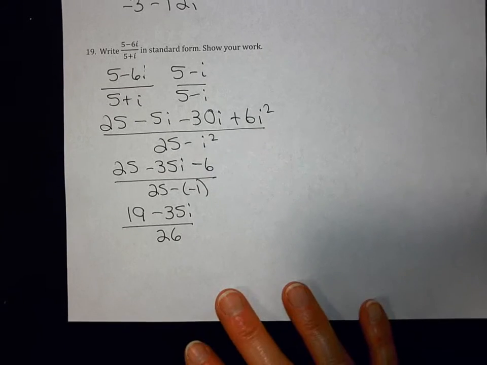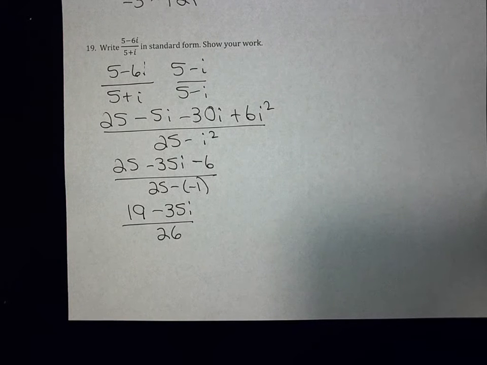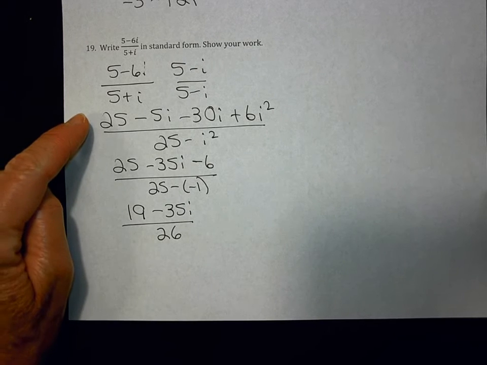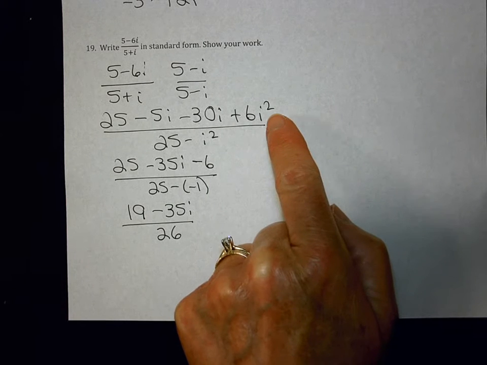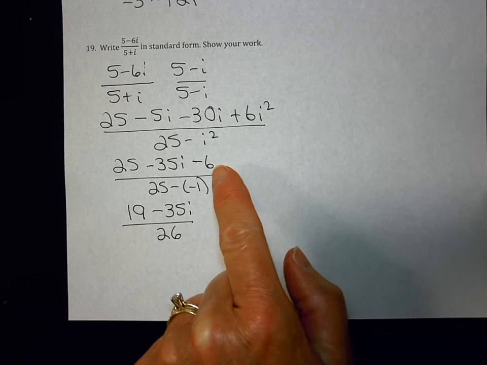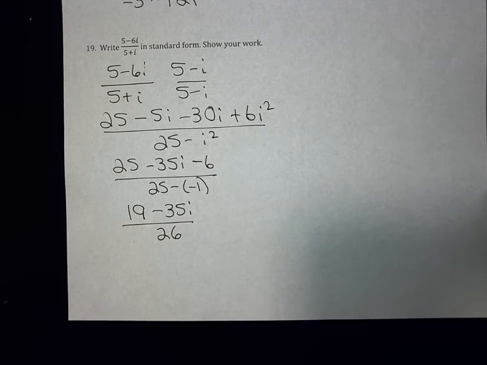And then 19, we're multiplying by the complex conjugate, which is this. So we multiply both the numerator and the denominator by 5 minus i. So we FOIL it out. We end up with this piece here. We combine our i's. Don't forget the i squared becomes a negative 1, so it becomes a negative 6. So 19 minus 35i over 26.